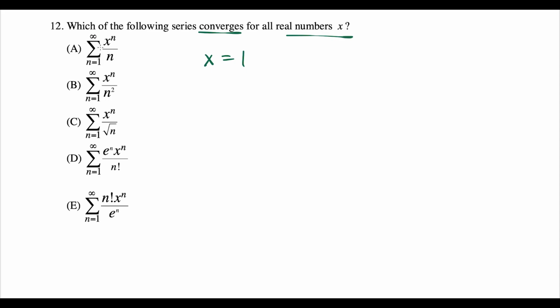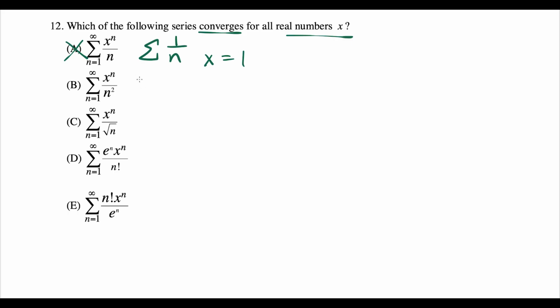If we plug in x equals 1 to choice A, we're going to wind up with the series 1 to the n power is just 1 over n, and this is the harmonic series which diverges. So this one clearly does not converge for all values x. It diverges at x equals 1. So A is out.